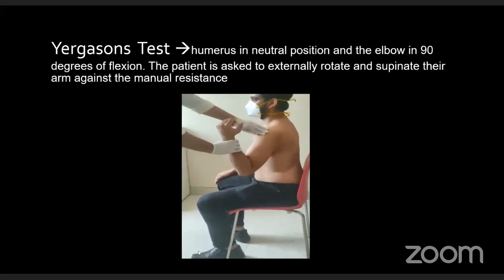So we drop the arm 90 degrees or more and ask the patient to externally rotate and supinate the arm against manual resistance, and check for subluxation of the biceps tendon from the bicipital groove. This is a very characteristic Yergason test. Generally, you will find this in a very senior citizen, but it can happen in anybody as well.